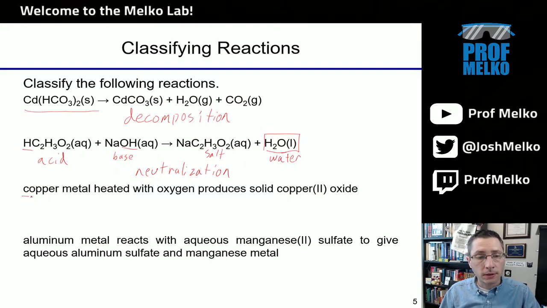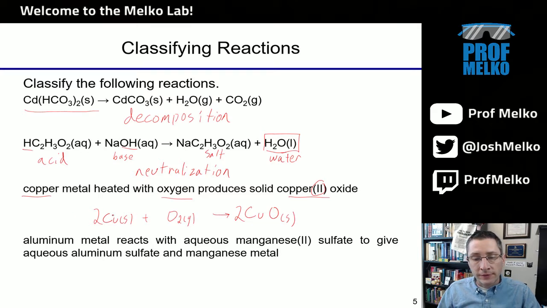The third one here, copper metal heated with oxygen produces solid copper oxide. We can write this out as a chemical reaction. Copper metal, so that's a solid. Oxygen, that's one of these diatomics, O2 gas, produces solid copper(II) oxide. Since oxygen is -2 and copper is +2, it's a 1-to-1 ratio. So we can even balance this thing like so to write out. Maybe it makes it easier for you.